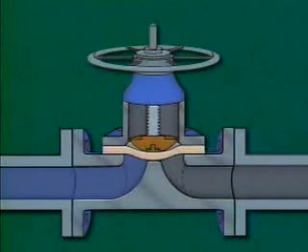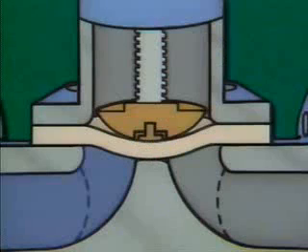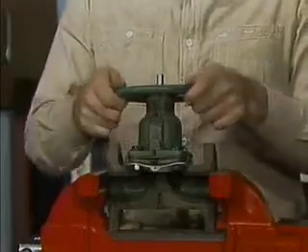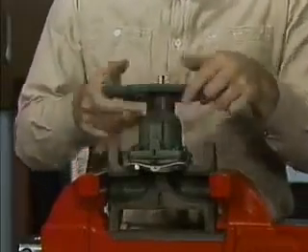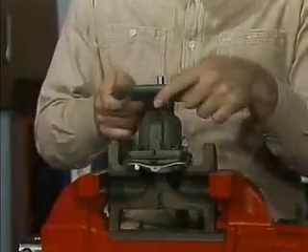A diaphragm valve has a part called a plunger that's connected to the valve stem. A diaphragm stud connects the diaphragm to the plunger. When the hand wheel of a diaphragm valve is turned in the closed direction, the stem and plunger are lowered. The plunger forces the flexible diaphragm down against the valve seating surface, which stops flow through the valve. When the hand wheel is turned in the open direction, the diaphragm moves upward, allowing fluid to flow through the valve.